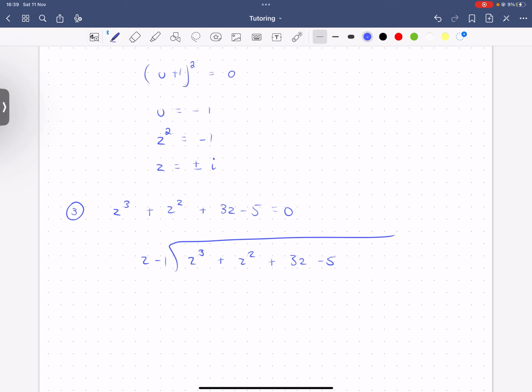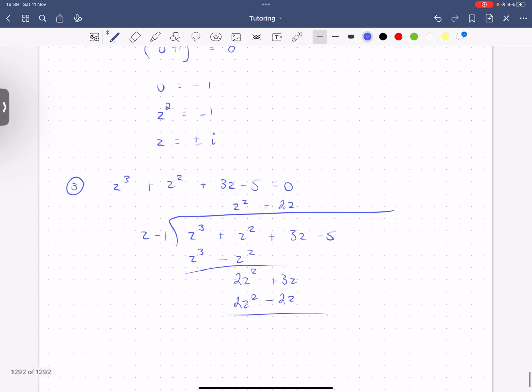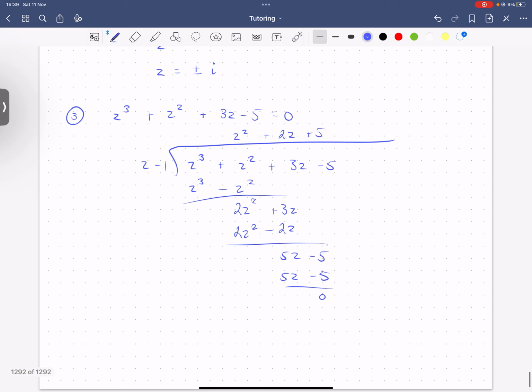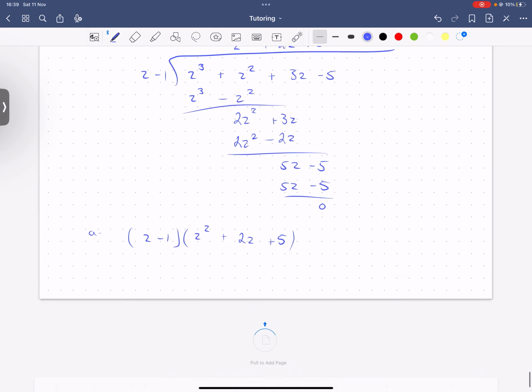So z cubed plus z squared plus 3z minus 5. We polynomial divide, we get z squared, and then z cubed minus z squared. Down here we're going to have minus 1 minus minus 1, so 2z squared plus 3z. We're going to have plus 2z. And then we've got 2z squared minus 2z, so we're going to have 5z minus 5, so plus 5z minus 5 is 0. So part A over the set of real numbers is going to be z minus 1, and then z squared plus 2z plus 5. So that's part A.